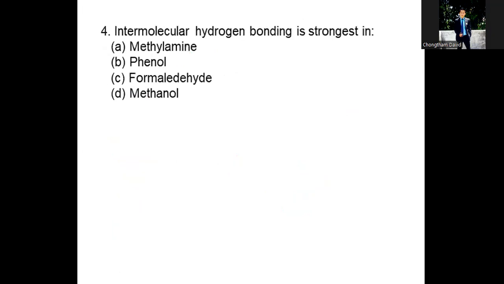Question number 4. Let us see. Intermolecular hydrogen bonding is strongest in. You know, hydrogen bond is formed between electronegative species and hydrogen, in compounds in which this hydrogen is attached to highly electronegative species. In the p block elements, you have group 17, group 16, and 15. I call it phone, going backward. The halogens, the chalcogens, the pnictogens. So when you combine these, you can say these are highly electronegative elements.